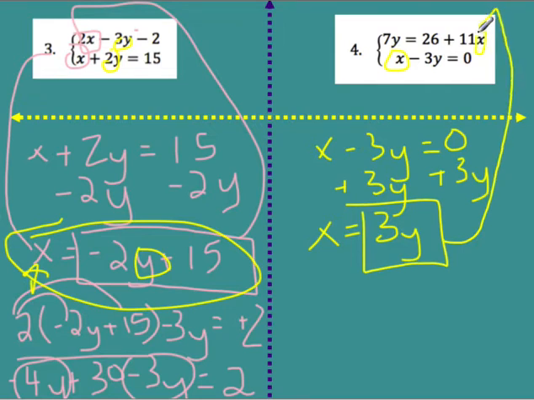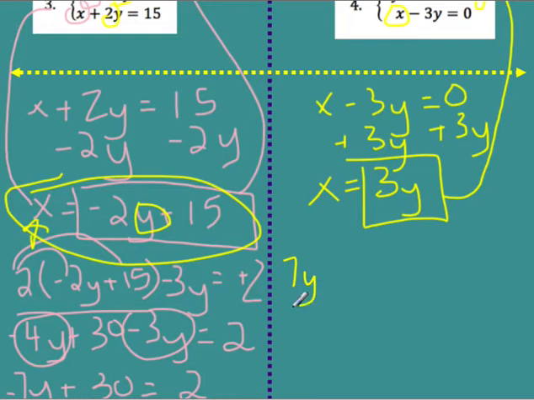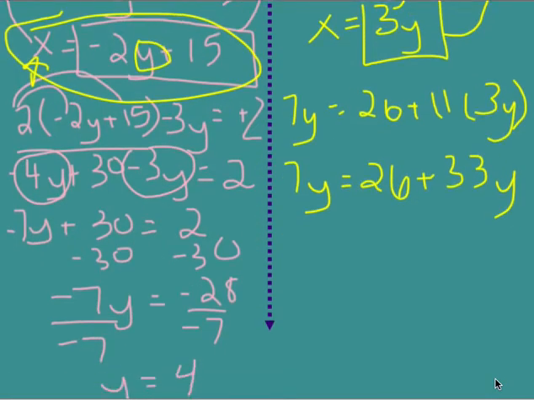Then when I get to that first equation, I'm going to plug that in. Again, you want to make sure you put it in the other equation. So now I'm going to rewrite that equation out. Everything is going to stay the same except instead of having x, I'm going to put 3y in instead. And I can do that because x and 3y are the same thing. So then I get 7y is equal to 26 plus 33y. Now I need to get that 33y over to the same side as the 7y.